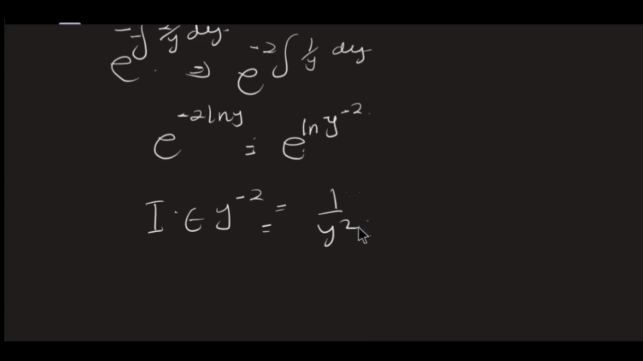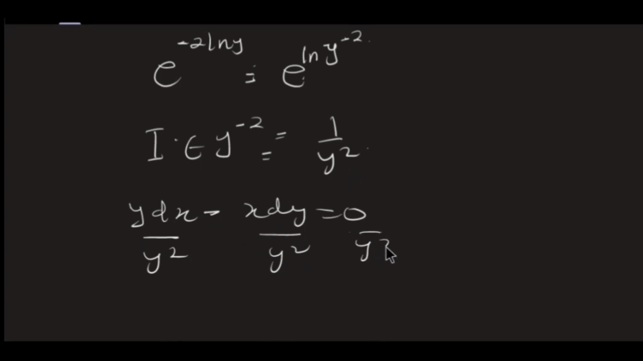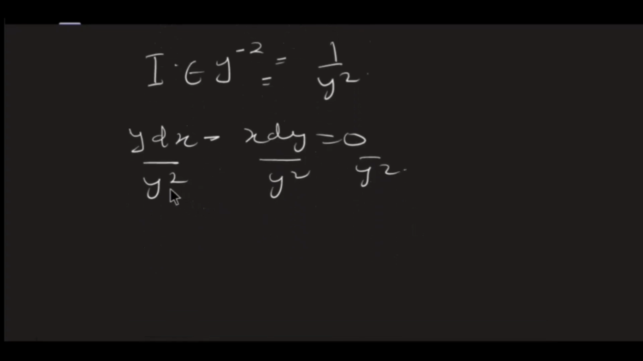This is how we find the integrating factor. Once you have done this, the next thing to do is to multiply this integrating factor through the equation. So I have y dx minus x dy equals 0. If I multiply through this equation by this, I'll get y squared in each of these places, and here I'll get dx over y minus x over y squared dy is equal to 0.